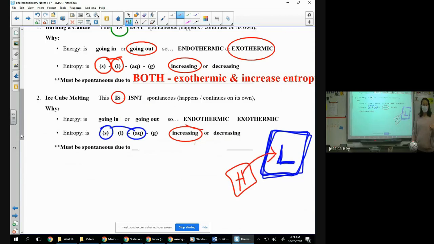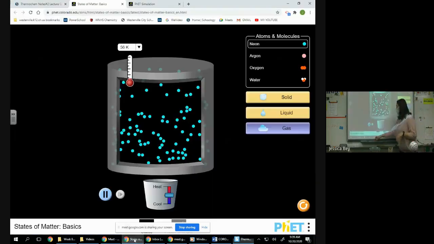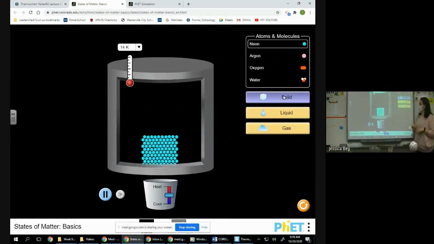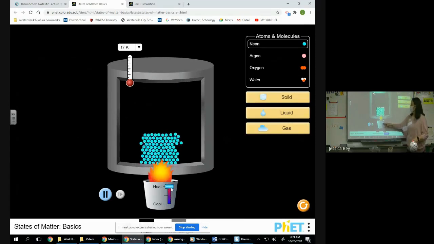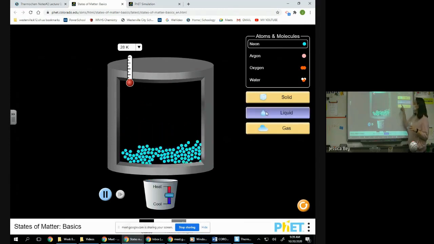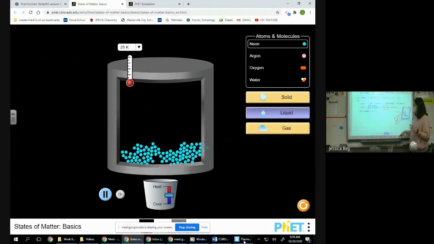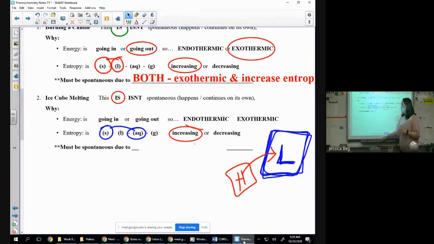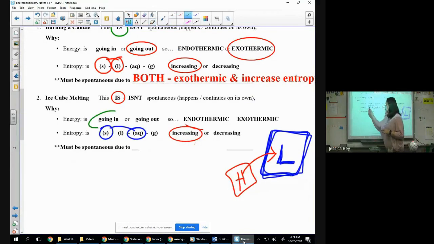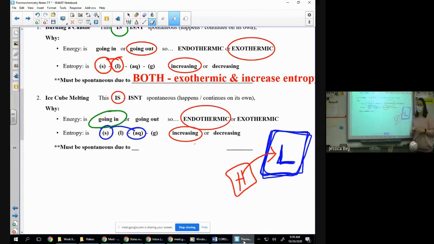In order to melt that ice cube, you have to give it energy. Does that make sense? You have to make the particles speed up. You have to be able to turn it from a solid. You have to give it energy like heat. And as you give it energy, now it can turn into a liquid. So we're giving it energy. If energy is going in, that means it is endothermic.